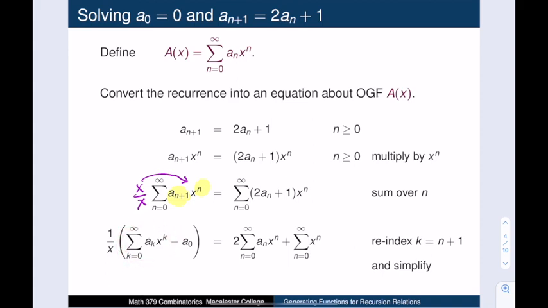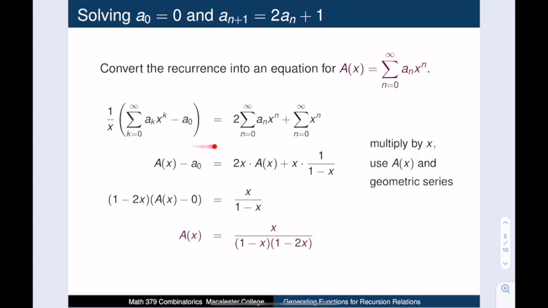Meanwhile, the right-hand side is a little more straightforward. I'm just going to split this out. I'll pull the 2 out front, and I have the sum of a_n x^n. And then I just have a very simple looking power series, the sum of x^n, as n goes from 0 to infinity.